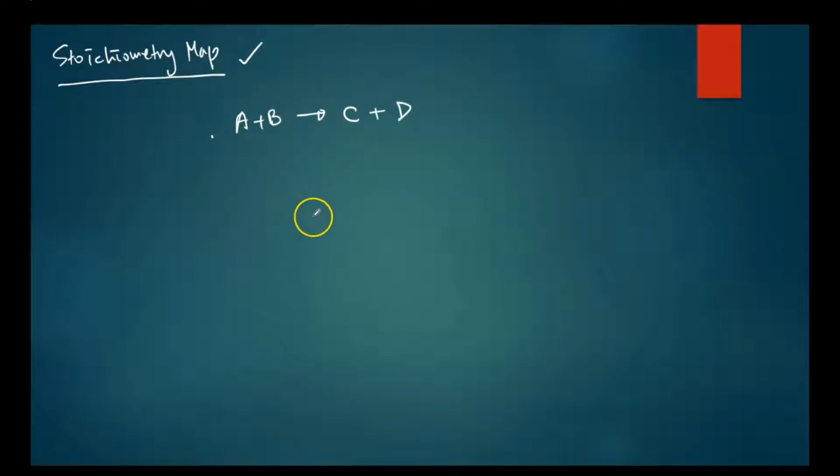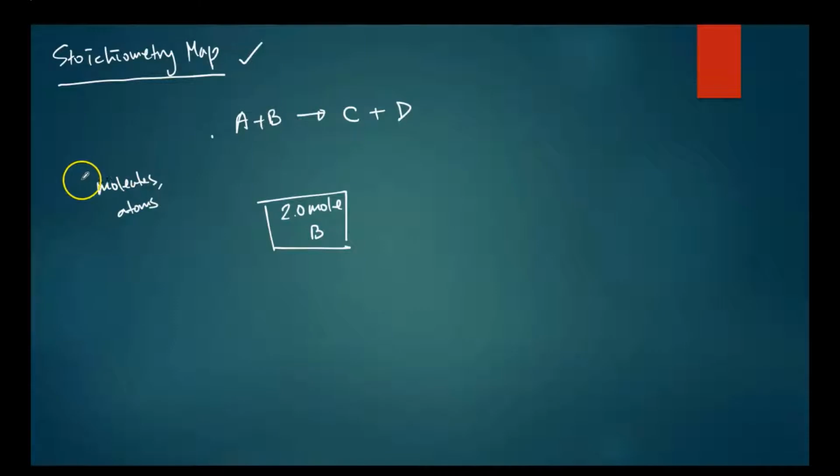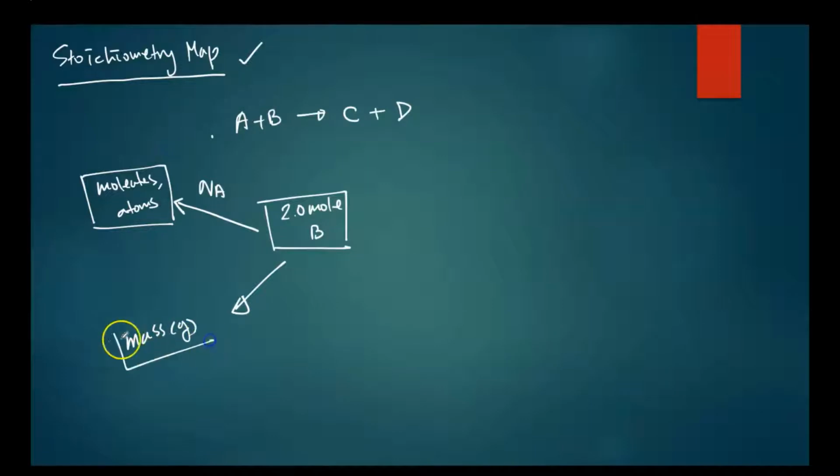So let's say we have 2.0 mole of the compound B. To find the number of molecules or atoms of this compound B, we can always use Avogadro's number to convert it, right? Same thing, if we want to convert this amount of mole to gram, which means mass, we can always use the relative molecular mass to convert it, right?